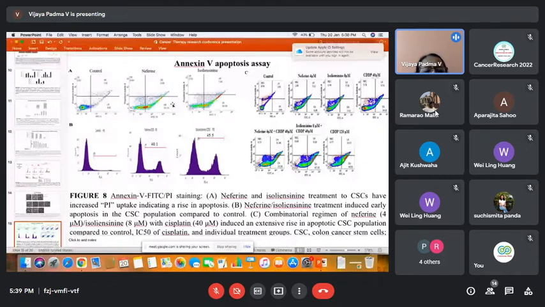Figure B shows the early apoptotic population. This is here with neferine, it is 40%. Here it is 45%.